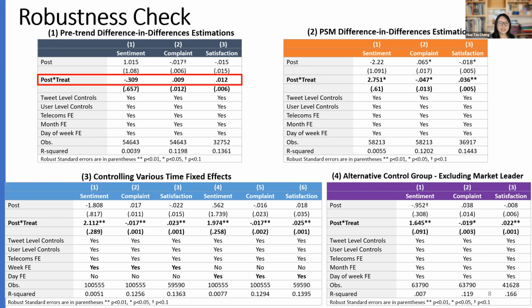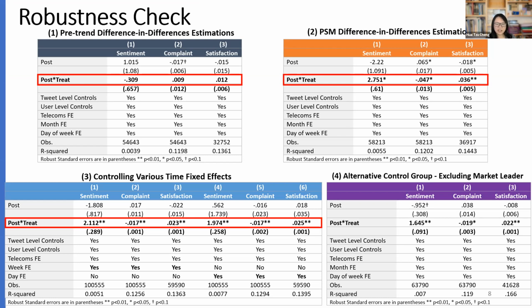And second, we conduct the DID approach combined with propensity score matching to address the endogeneity concern and sample selection bias issue. The results show that the coefficients of the interaction term are similar to our baseline model. The evidence provides further support to our main finding.